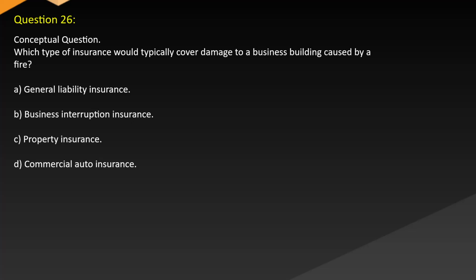Question 26. Conceptual question. Which type of insurance would typically cover damage to a business building caused by a fire? A. General liability insurance. B. Business interruption insurance. C. Property insurance. D. Commercial auto insurance.